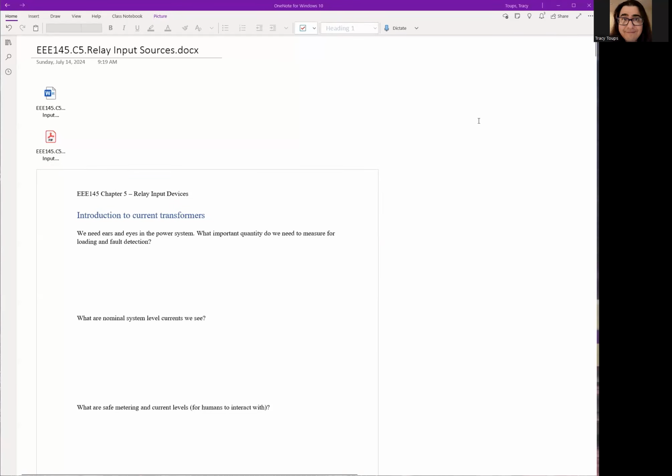EEE 145, Chapter 5, Relay Input Sources.